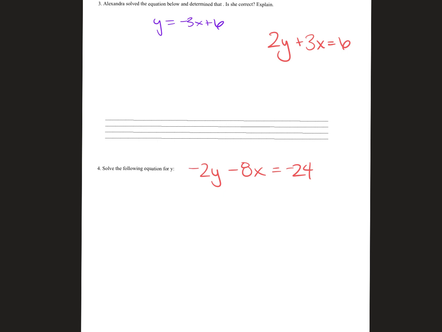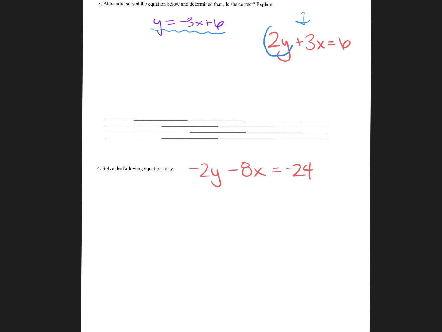But it says Alexandra solved the equation below and determined that y equals negative 3x plus 6. Is she correct? Explain. So here is the equation that she solved. So let's solve for y and see if she did it right.